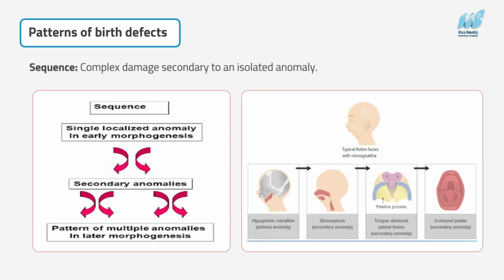We will talk about sequence, which is one of the patterns of birth defects. It's a complex damage secondary to an isolated anomaly. The sequence starts from a single localized anomaly in early morphogenesis. Then a secondary anomaly happens, which leads to a pattern of multiple anomalies in later morphogenesis. Here, an example in the photo is Pierre Robin sequence, a rare congenital birth defect characterized by an underdeveloped jaw, backward displacement of the tongue, and upper airway obstruction.